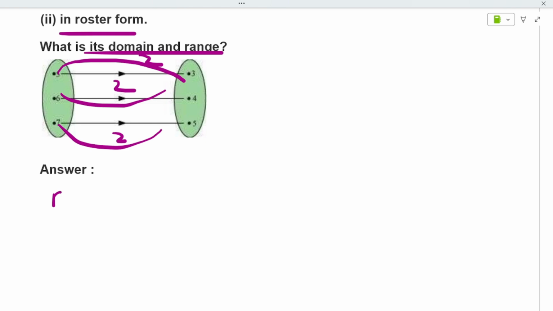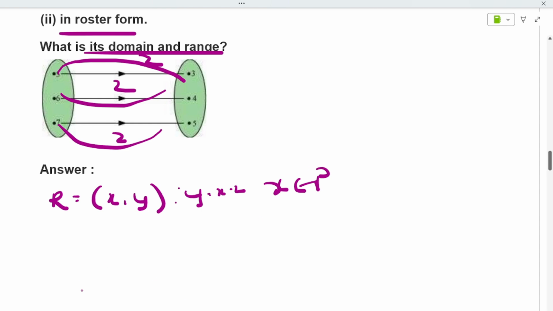7 and 5, there is a difference of two. So you can write R = {(x, y): y = x - 2}, because if you take the y value as 5, the x value will be 5 minus 2, that is 3. Now you can take x belongs to P. The same way you can write for the first question, that is the set builder.